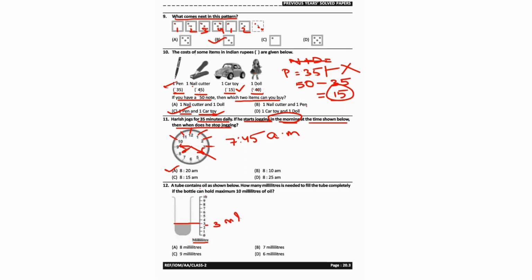Now the question wants you to find how many milliliters is needed to fill the tube if the bottle can hold maximum 10 liters. Maximum, as you can see, it's 10 liters. Already 3 milliliters present. How many more needed? 10 minus 3. That gives me 7 milliliters. Option B as my answer. Okay, everyone.